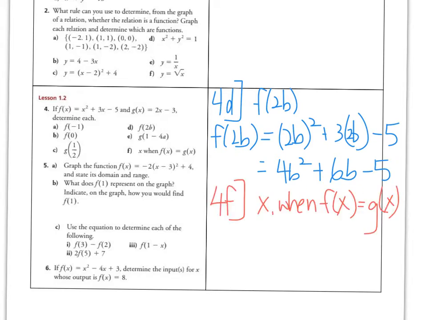I'd also like to look at, for f, we need to find the x value when f at x equals g at x. So I'm going to take this function, x squared plus 3x minus 5, and make it equal to the second function, 2x minus 3, and then solve for x.